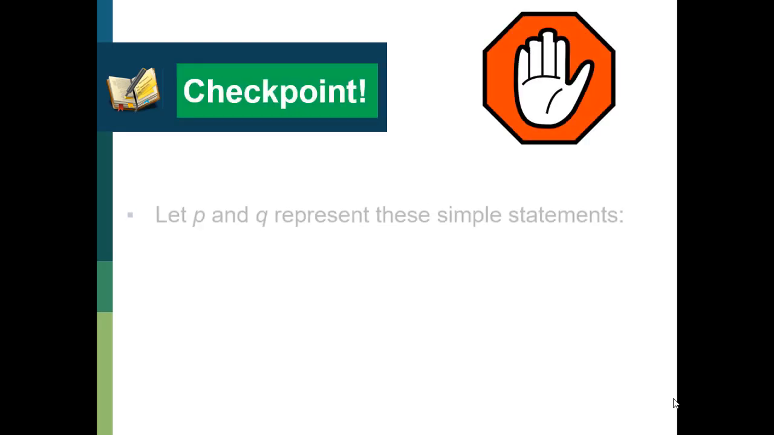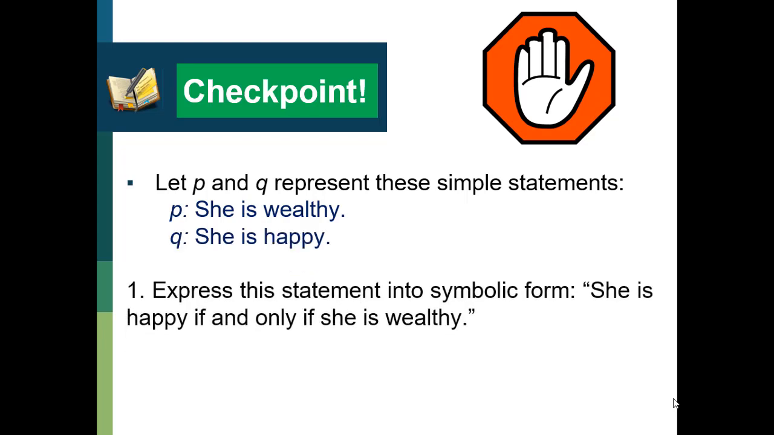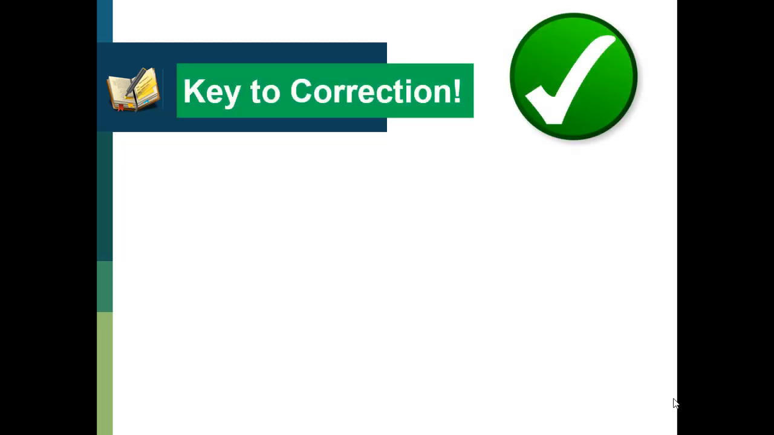Okay? It's now your turn to check your progress. Let P and Q represent these simple statements. P, she is wealthy. Q, she is happy. Now express this statement into symbolic form. She is happy if and only if she is wealthy. And the second one, express the symbolic form into words. Not Q, if and only if, not P. Again, you can pause this video for 2 minutes or 3 minutes for you to analyze carefully. Is that clear? Alright, I think you have now your answers.